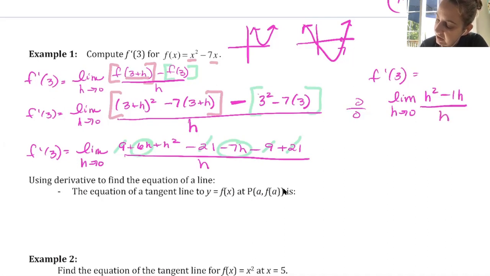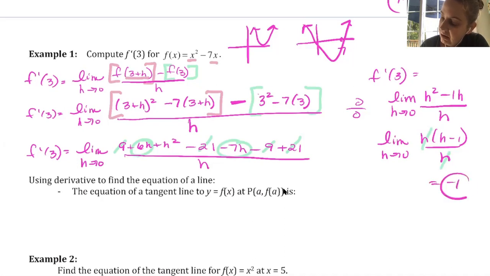How did we do? We got all the pieces. If you put 0 in place of the h right now, you still have 0 over 0. You're not finished with the algebra yet. Are you noticing a theme? Calculus is all about algebra. Factor out an h. So I have h times (h minus 1) all over h. What happens with those h's? They cancel out. And now if I put 0 in place of h, I get a negative 1.